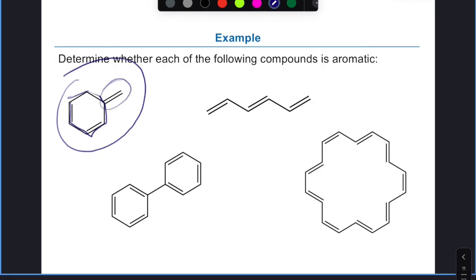That's outside the ring. Is it part of things like resonance structures? Maybe, but it's not part of the cycle. The cycle is specifically this cyclic chunk right here. So that's kind of X outside that part. Is it planar?